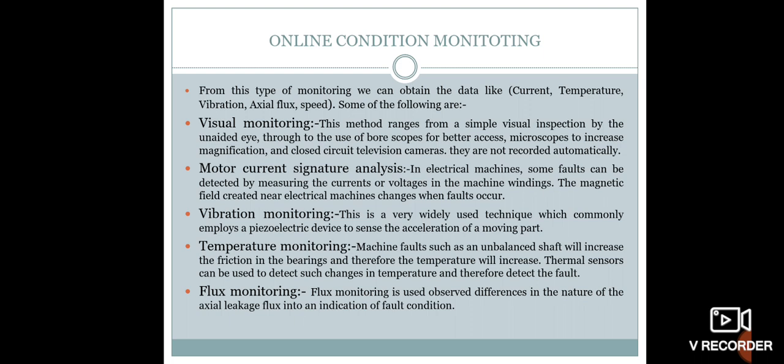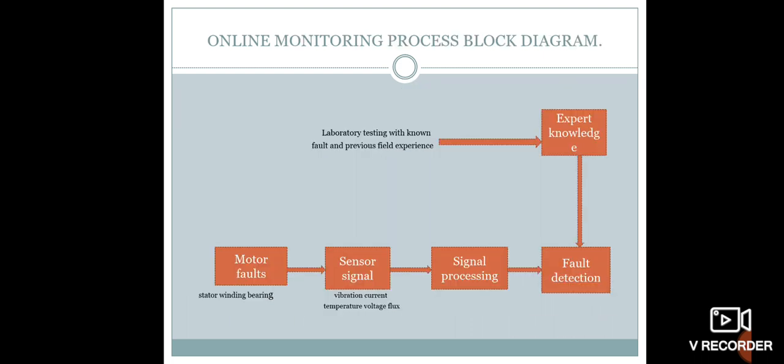The fifth point is flux monitoring. Flux monitoring is used to observe differences in the nature of the axial leakage flux as an indication of fault condition. Now coming to the next slide, online monitoring process block diagram. This is the basic block diagram of the online monitoring process.